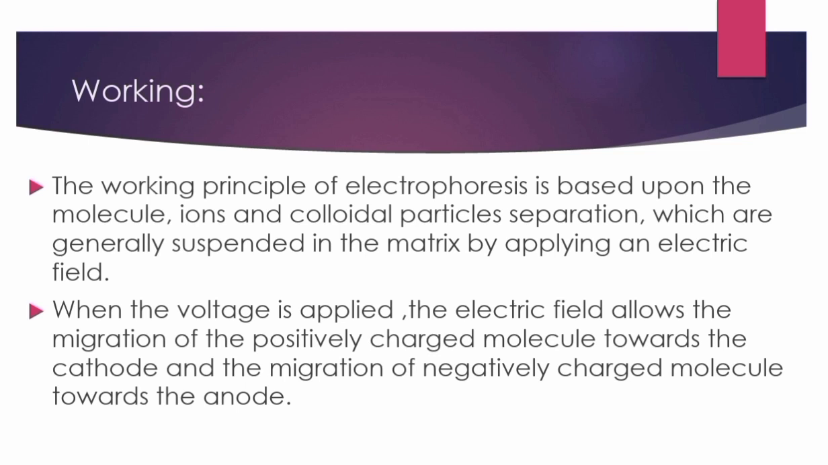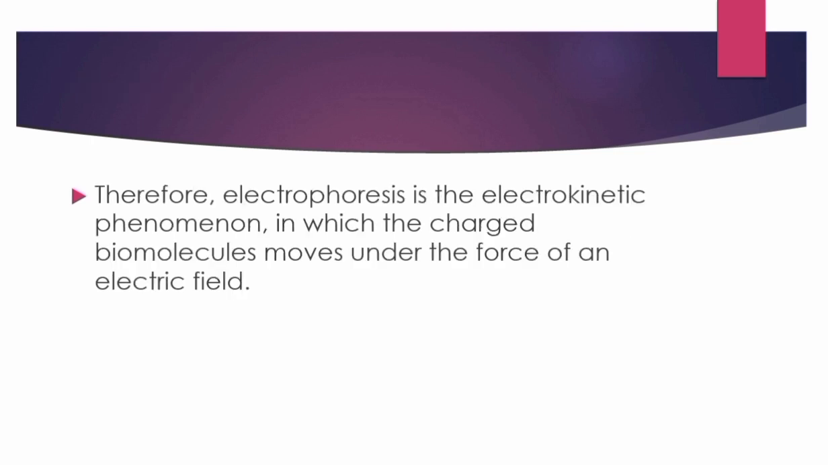Working. The working principle of electrophoresis is based upon the molecules, ions, and colloidal particles that are being separated. When the voltage is applied, the electric field allows the migration of the charged particles. The positively charged molecules move toward the cathode and the negatively charged particles move towards the anode. Since this process involves the movement of charged molecules under the influence of an electric field, it can also be termed as electrokinetic phenomena.